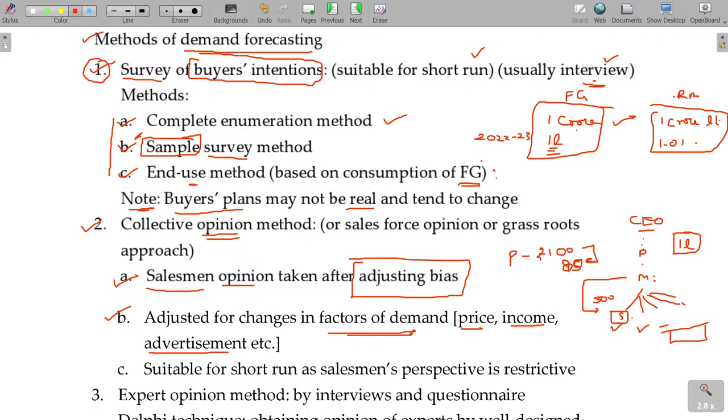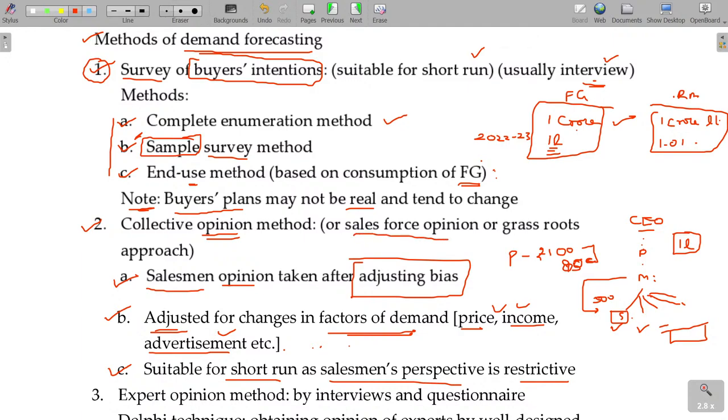We might have incurred huge advertisement, so that will also tempt the consumers to buy more. So that will also have an impact on the demand forecasted, right? So for these things, you have to make small adjustments, adjusted for the changes in factors of demand. Price, income and advertisement, we have n number of things, right? Because of the changes in those factors of demand, definitely there will be changes in the demand also. And always remember, this collective opinion method, whatever it may be, will be suitable for the short run. It will not have long run benefits, as the salesman's perspective is restrictive. So we collect that from the salesman, and the salesman's opinion will be just a guess only, so we will not rely on that.